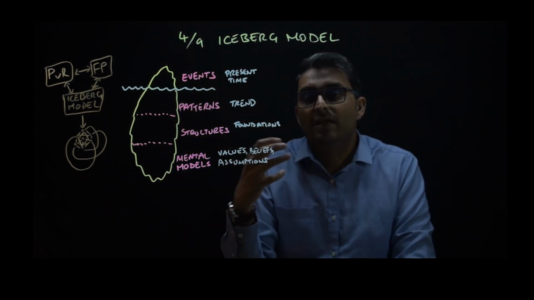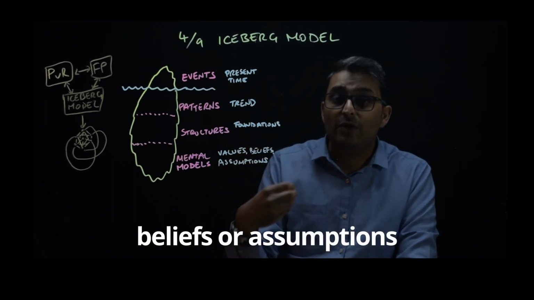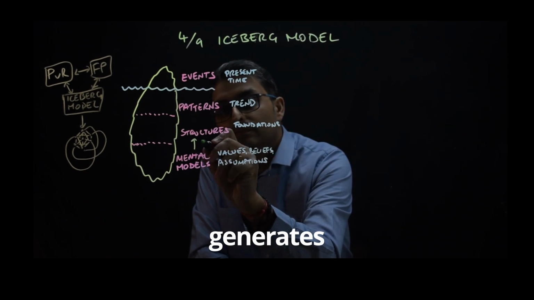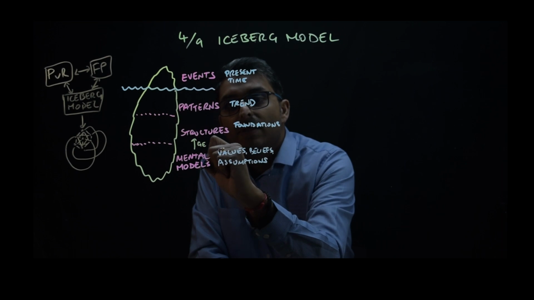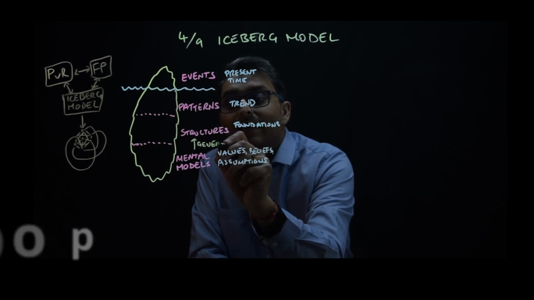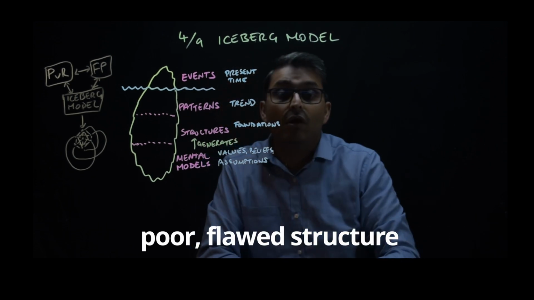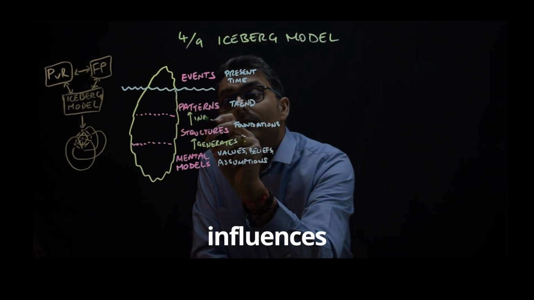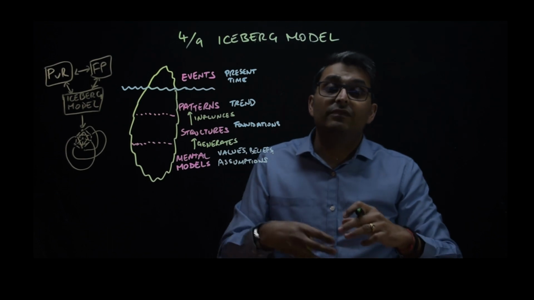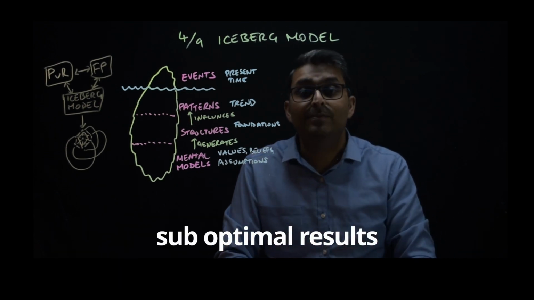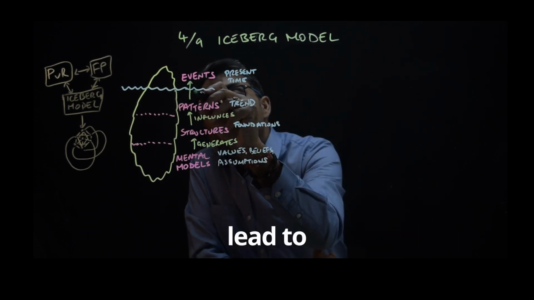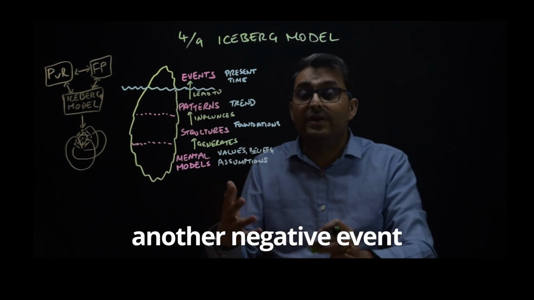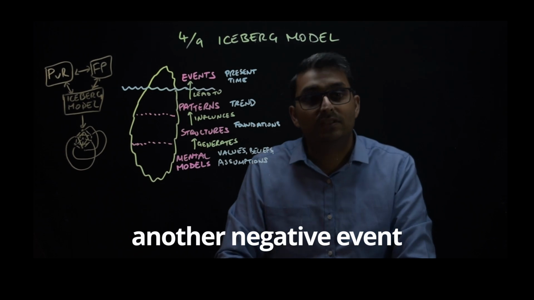So if we look at it in reverse, I've sort of gone from the top down to the bottom. If we look at it in reverse, the beliefs or assumptions that a certain way is the only way of working generates a poor, flawed, or lack of a structure. This in turn influences a series of negative outcomes or suboptimal results to happen, and this in turn can lead to another event or another incident in the present time which we can see or take notice of.